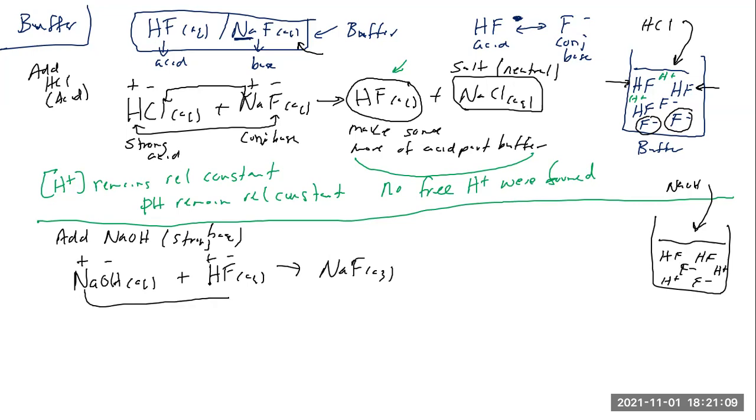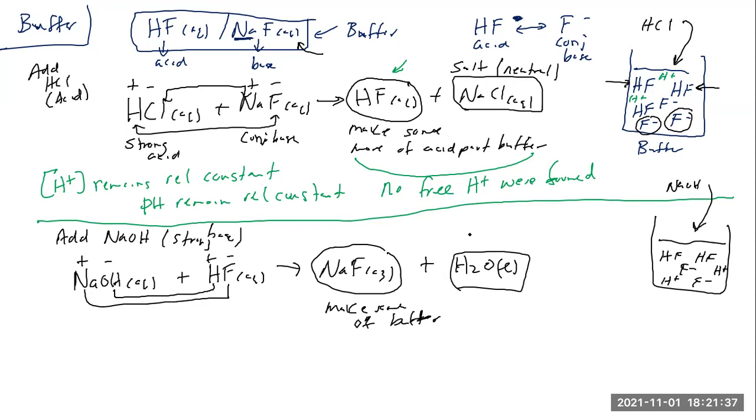Sodium and the fluoride come together. H and OH come together. That makes water. H and OH. And we again see a couple of things. We make part of the buffer. So we make some more of the buffer here, which was there to begin with, which obviously is not going to screw up the pH. We also made water, which is essentially neutral as well. So that's not going to mess up the pH.